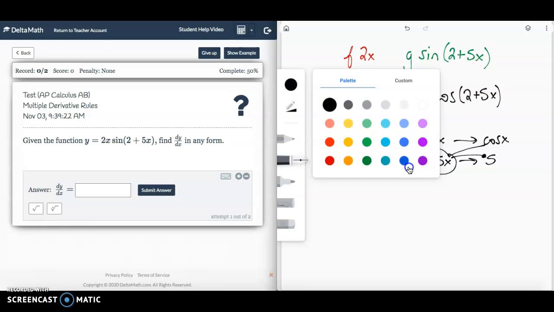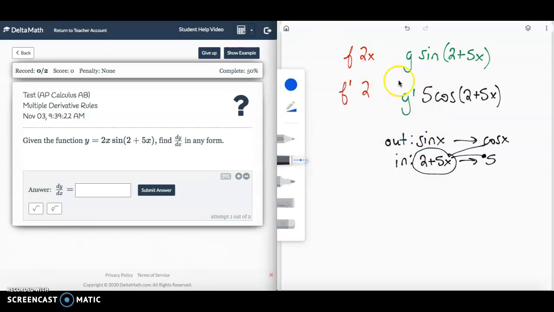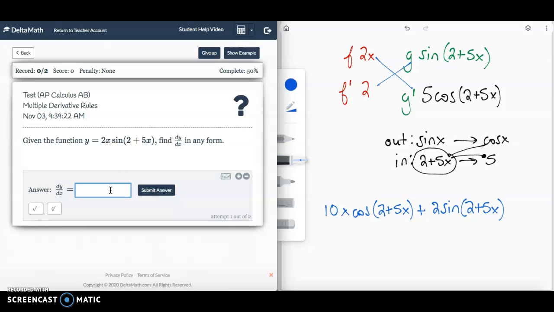Oh well. So now when I finish off my product rule, crisscross applesauce, my final answer will be 2x times 5 cosine 2 plus 5x, which would be 10x. So we get 10x cosine of 2 plus 5x plus 2 sine of 2 plus 5x. And then I can go ahead and write that all in here, and hopefully it will accept that as a form.